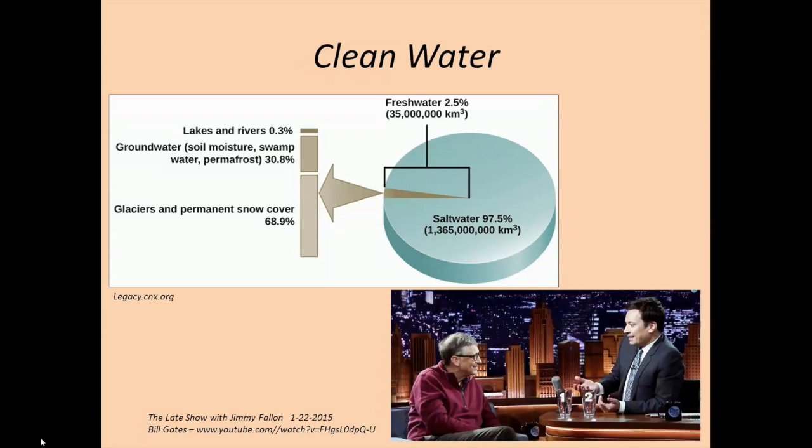And now let's talk about clean water. We can see from the graph in the top left corner that the water that's accessible to us, namely the fresh water that is not in permanent snow cover or glaciers, represents only a fraction of the total water on Earth. Therefore, we need to recognize water as a precious resource and use it wisely.